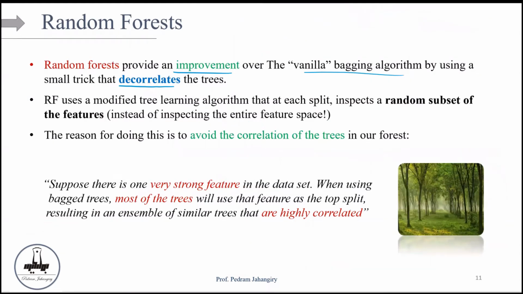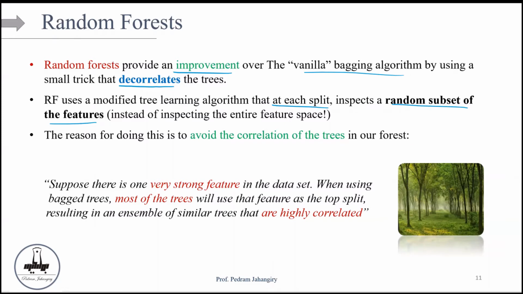Okay. Random forest uses a modified tree learning algorithm that at each split inspects a random subset of the features. So it's not going to go over the entire feature set. It's going to look at a subset of those features, right? And this is going to do two things. First of all, it's going to increase the variation between the different models that you're using, right? The model is a decision tree, but the data is different. We go over different features, and it's a good thing.